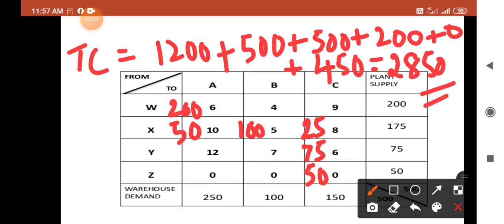Okay, so now we have solved an unbalanced transportation problem both by adding a dummy column in the previous problem and here by adding a dummy row, using the northwest corner rule method.